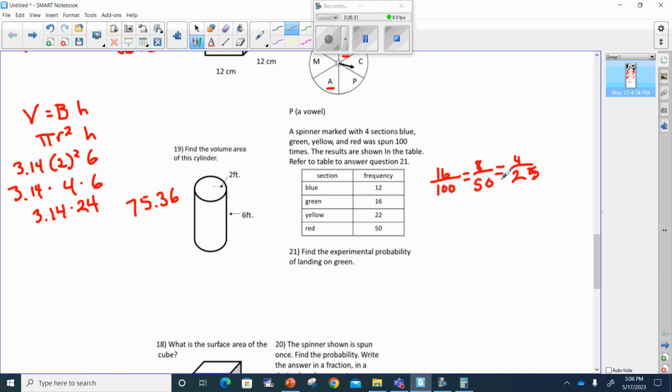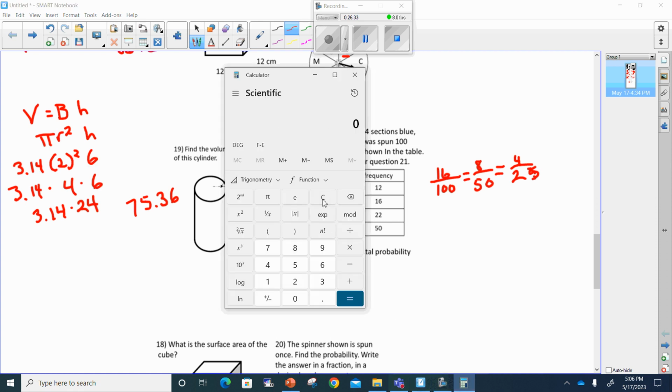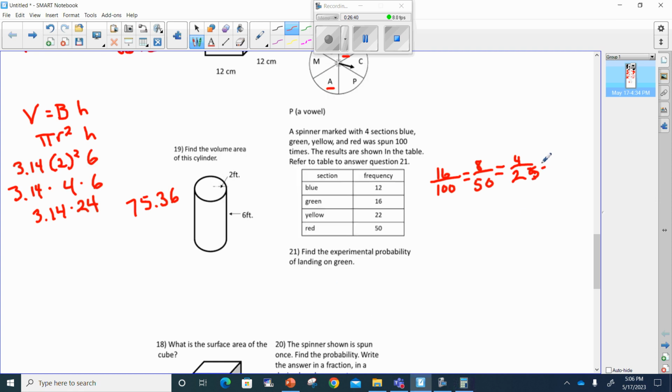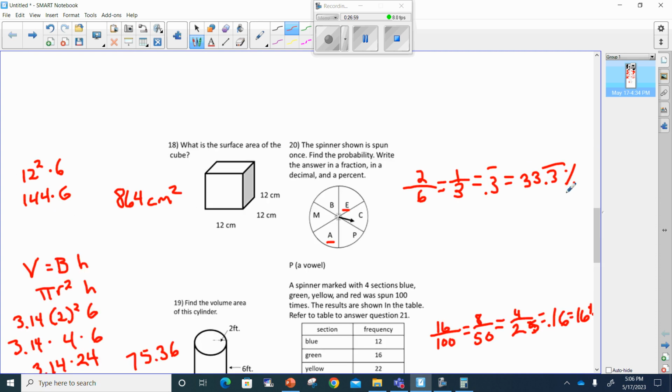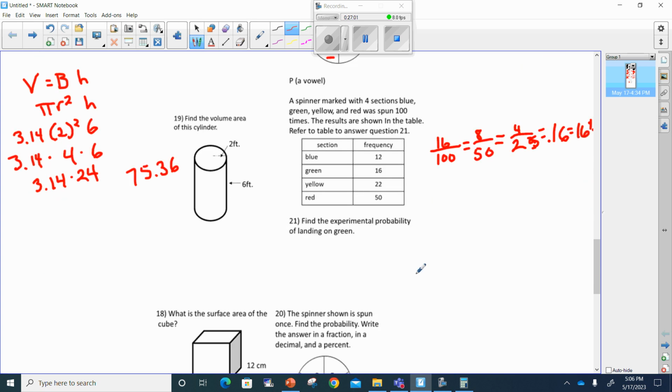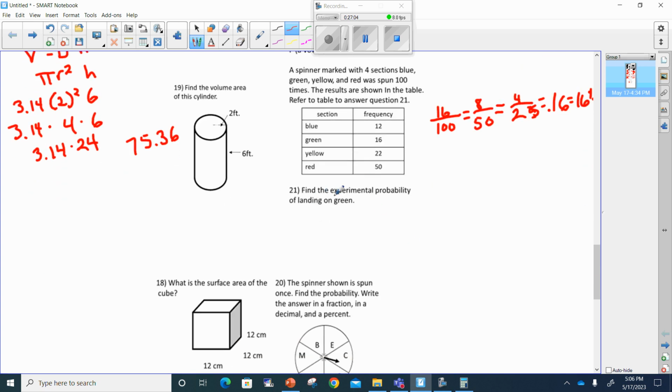Now, as a decimal, I could put 4 divided by 25 in my calculator. 4 divided by 25, that's going to give me 0.16. And let's see, we're talking experimental probability. It doesn't really say whether to do it as a fraction, decimal, or percent. I'll put all 3, which means this is 16%. All right, let's move on to 20, that was 21.